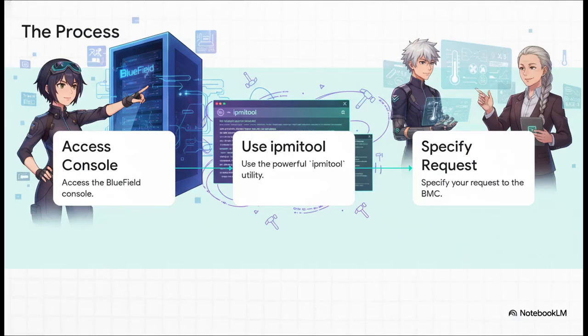And the process itself is incredibly straightforward. It's really just three simple steps. First, you get into the Bluefield console. Second, you use this fantastic little utility called ipmitool. And third, you just tell it exactly what piece of information you want to get from the BMC.